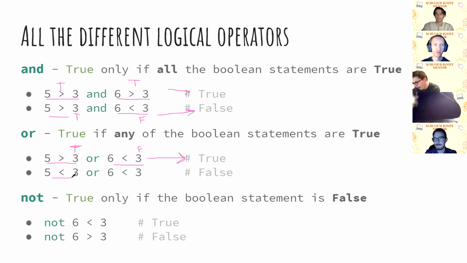The last one here, 5 less than 3, that one is false. This side is also false. Both of them are false, so we are getting a result of false. And the not one, all this one does is flip it around. So 6 is less than 3, that one is false, but with the not, false is going to give us true. And with this one here, not true is going to give us a false. So the not is just flipping whatever we have.